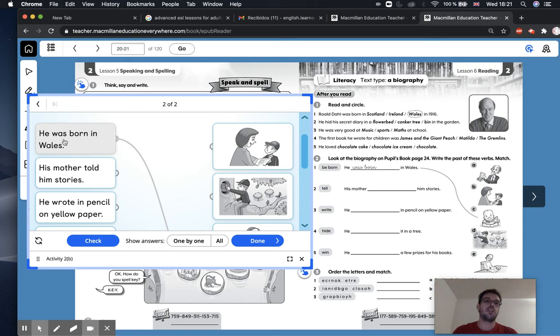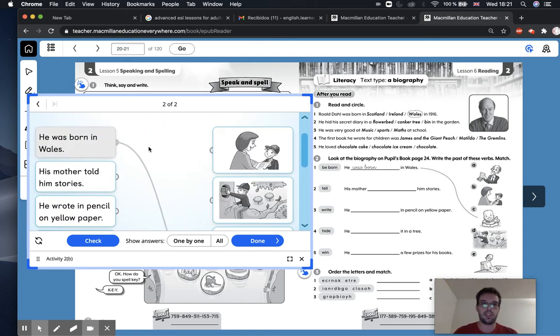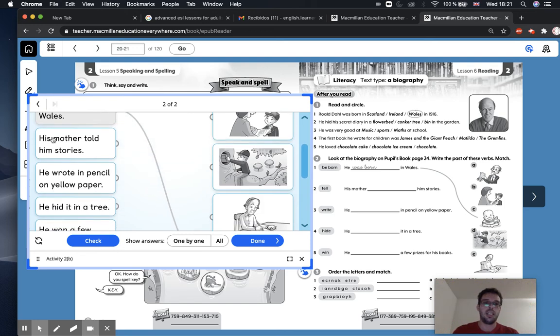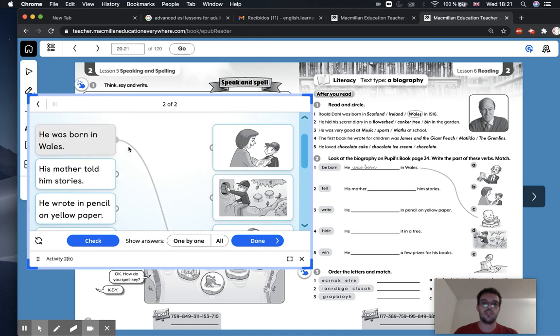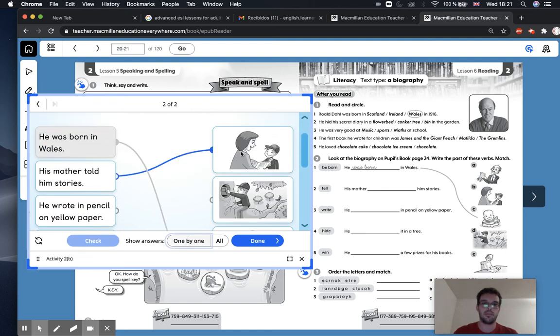So the first one says he was born in Wales. He was born, nacer, right? He was born in Wales. So that's the picture of the baby. So we draw a line. The next one says his mother told him stories. So tell stories, decir historias. Which picture is the mother telling stories? That's right, this picture, right? So we can do a line here.